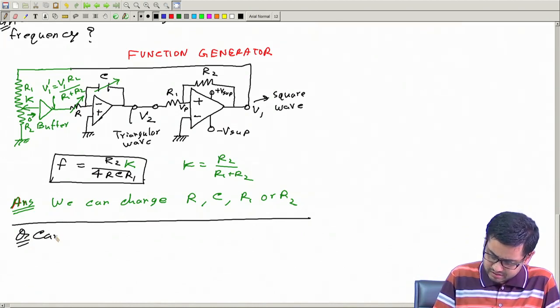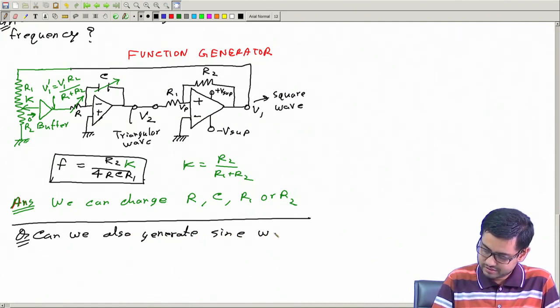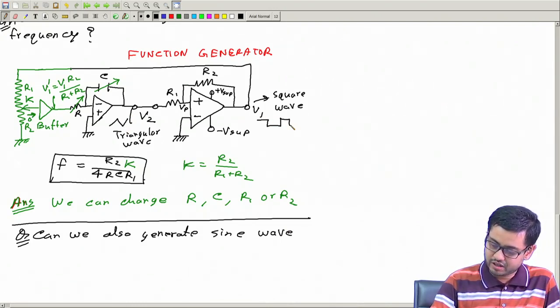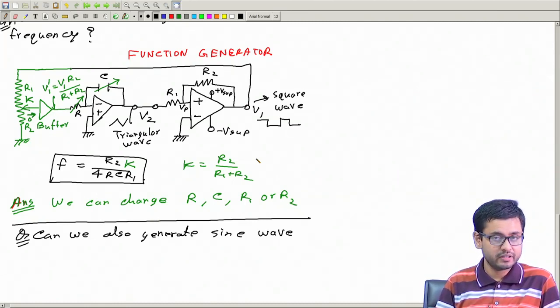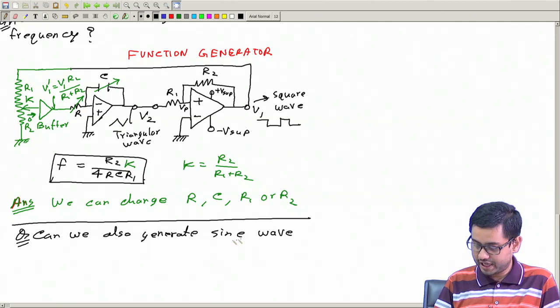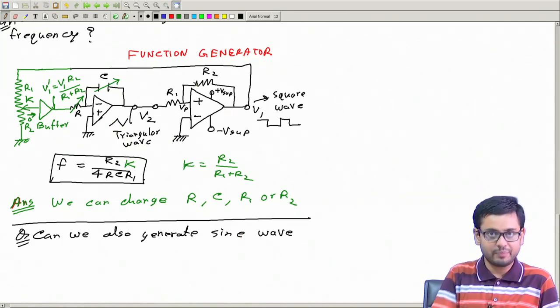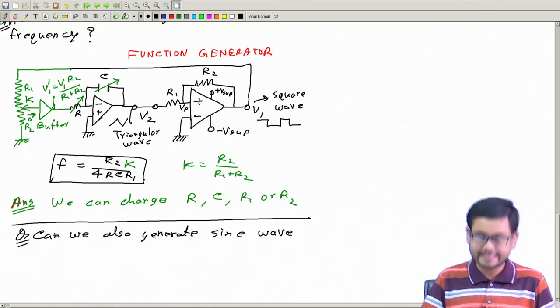Now, let us ask another interesting question. Can we also generate sine wave? Because we already have triangular wave here and square wave here, can we also generate sine wave? Because in our laboratory our function generators always have sine wave other than the triangular wave and square wave. So, can we also generate it by modifying this circuit or adding something to this circuit? Okay. So, let us see how we can do that.